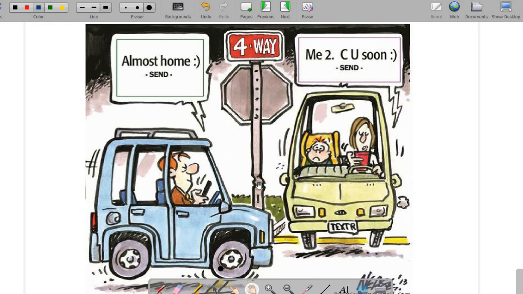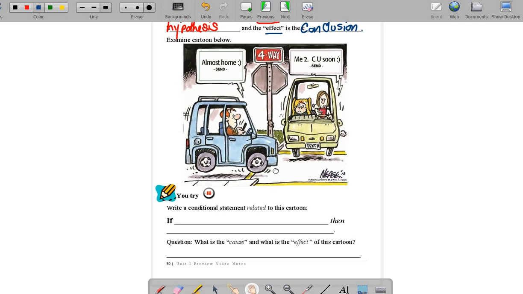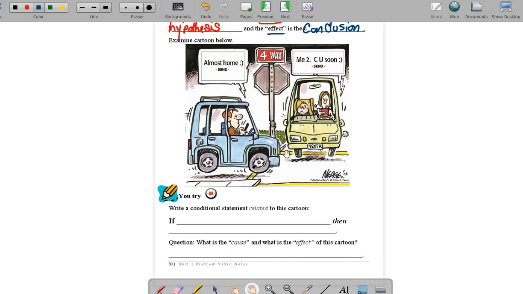Take a close look at this cartoon. Again, cause and effect don't have to be directly stated. It could be indirectly stated.